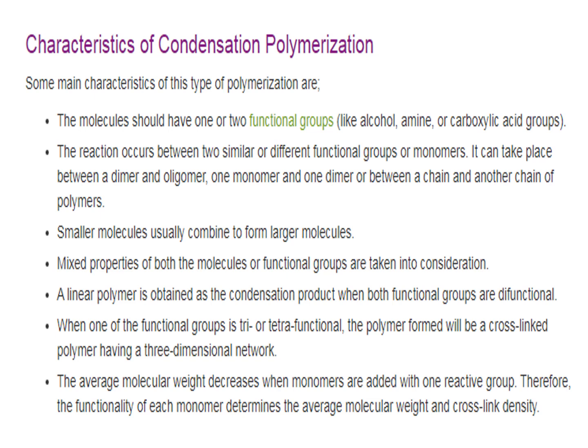And the next characteristic is that when one of the functional groups is tri or tetrafunctional, the polymer formed will be a cross-linked polymer having a three-dimensional network. And the average molecular weight decreases when monomers are added with one reactive group. Therefore, the functionality of each monomer determines the average molecular weight and cross-link density. So these are some of the main characteristics of condensation.